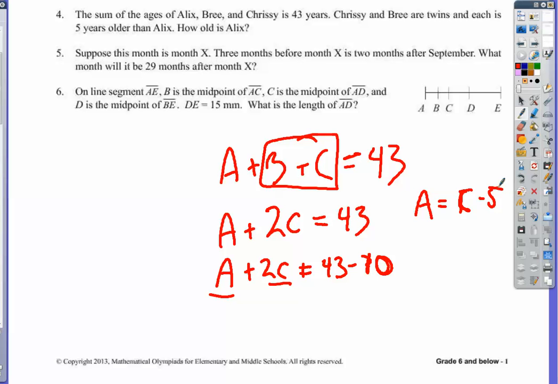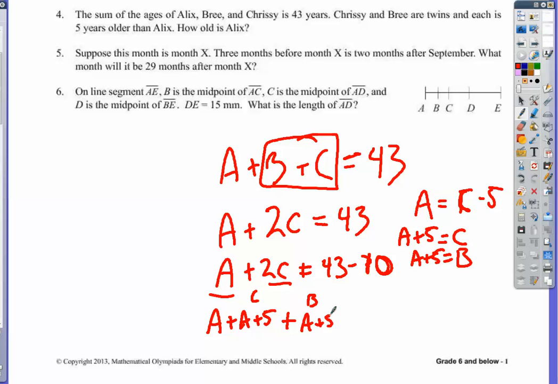So that means Christina is going to equal Alex plus 5 years, and we have 2 of them, right? So Bree is also equal to Alex plus 5 years. So this whole thing is going to be Alex plus Christina, which is A plus 5, plus Bree, which is again Alex plus 5, which is equal to 43.